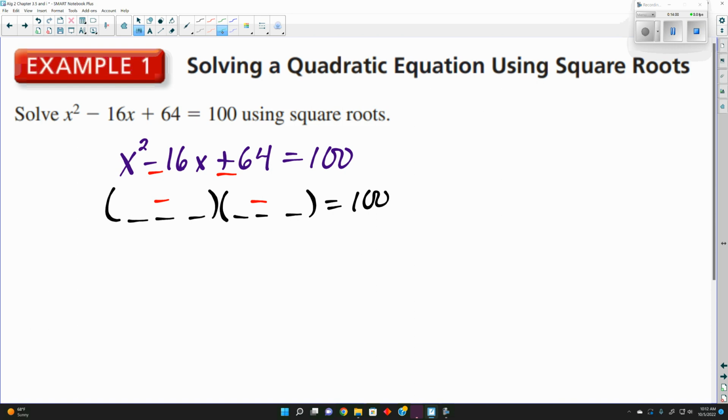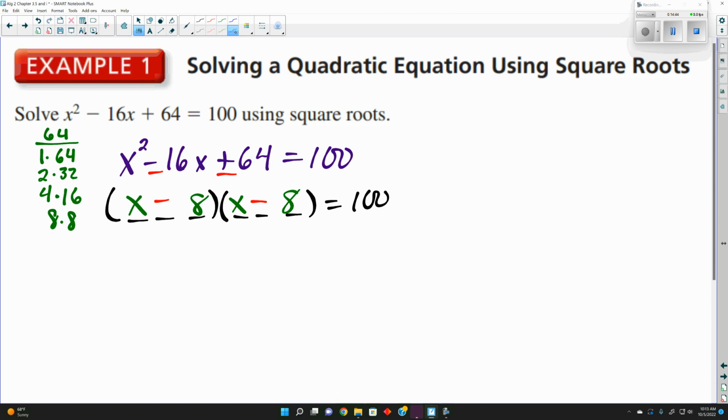What are the factors of x squared? x and x. Now the factors of 64, we have a few. We have 1 and 64, 2 and 32. 3 doesn't work. 4 and 16. 5 doesn't work because it doesn't end in 0 or 5. 6 doesn't work. 7 doesn't work, but we also have 8 and 8, yes? I'm going to use 8 and 8.